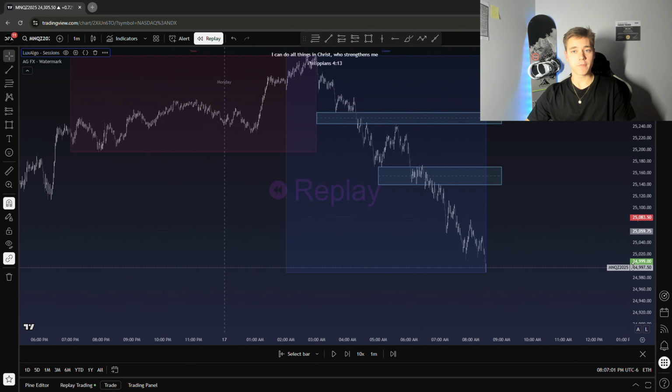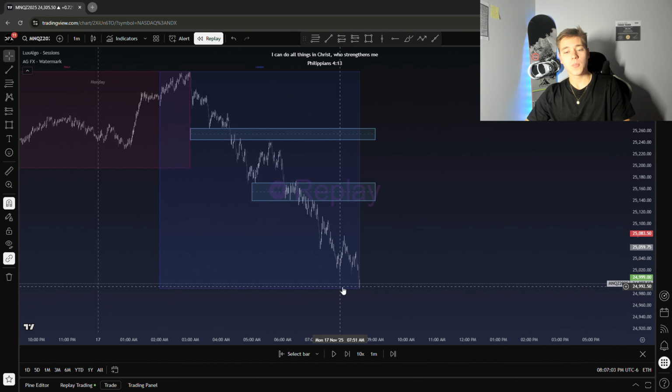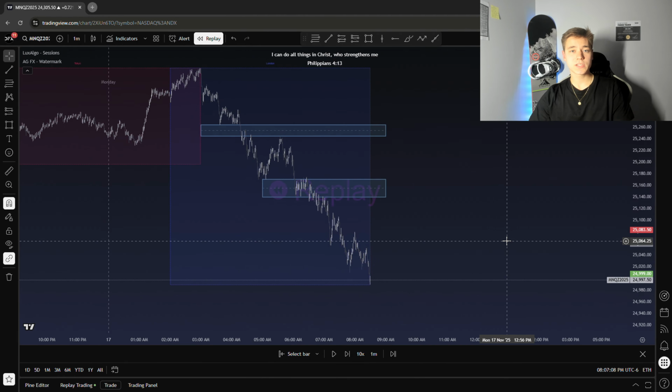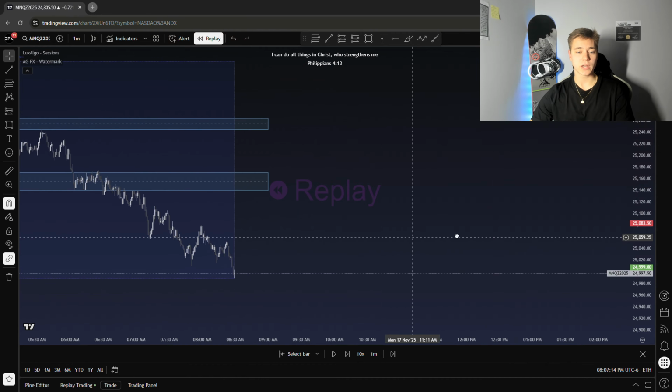Technically speaking, I am very bullish on this day because I want to see price move back up and then make a move down. Okay, so all I want to catch is literally just that move up into one of these two fair value gaps right here. So I'm going to show you the exact trade that I took for this day.